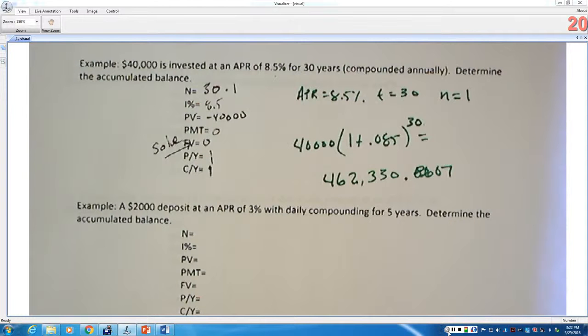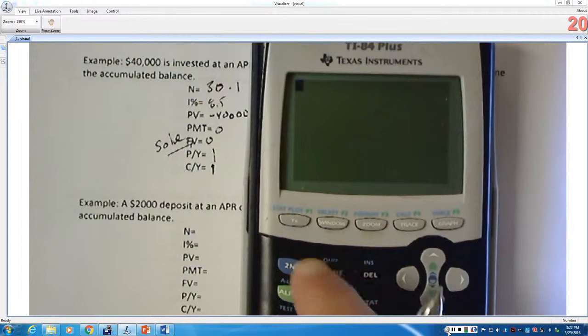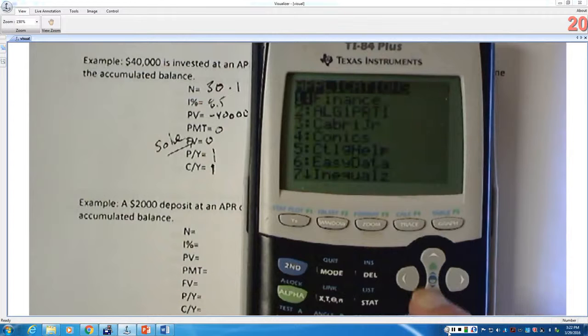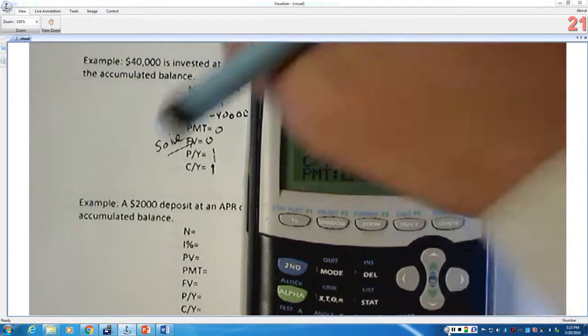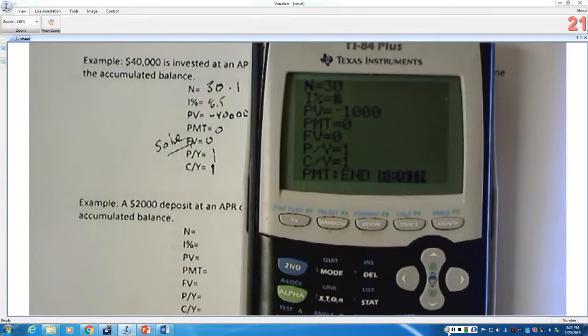So now we can go ahead and enter these in the calculator. Again, I go to apps, I go to finance, and I use the TVM solver. And this is basically where you're going to be for this chapter. It's at the TVM solver. Now what you do is just put those numbers in. Now 30 times 1 is 30, so you put 30. Your interest rate is 8.5. Now see, it's not like the formula. In the formula, you would put 0.085. But in this one, just put 8.5.